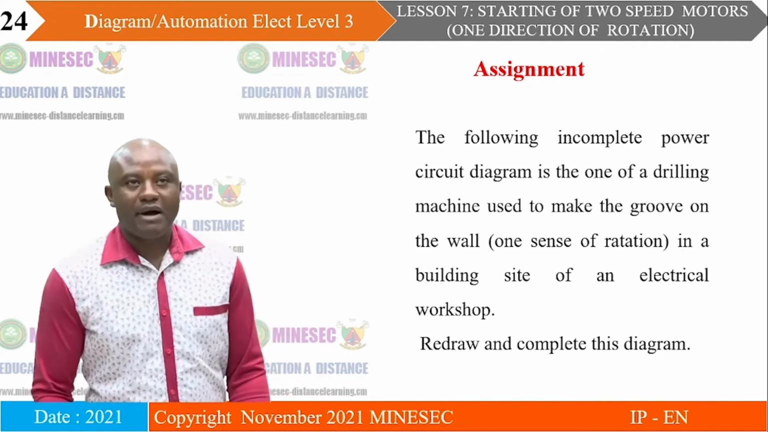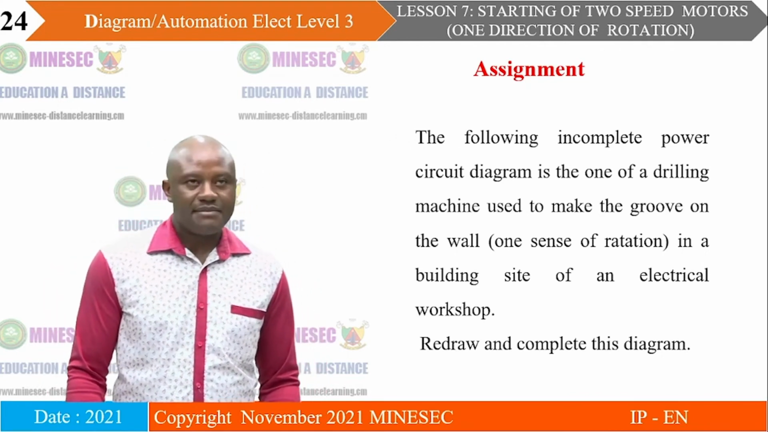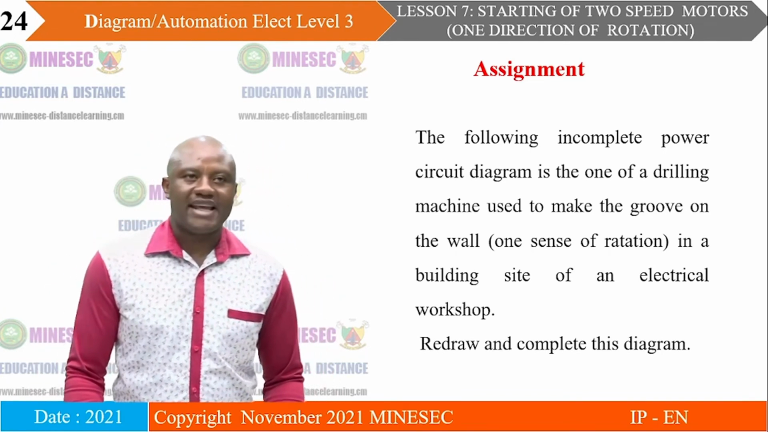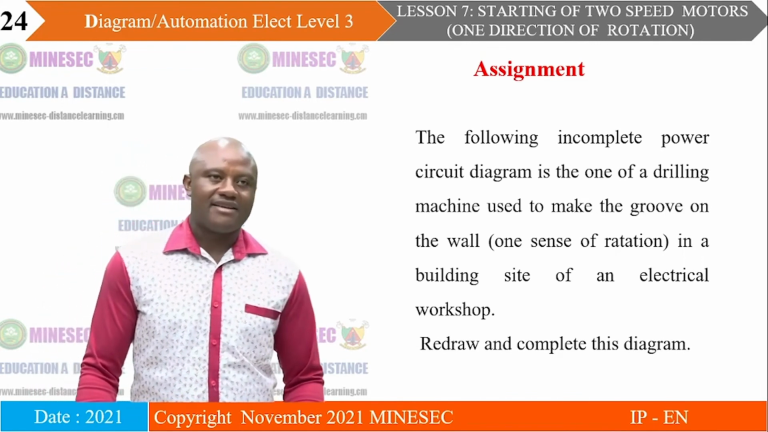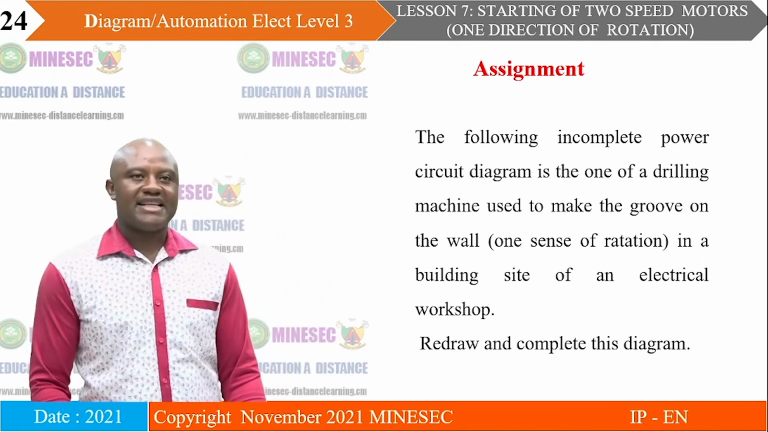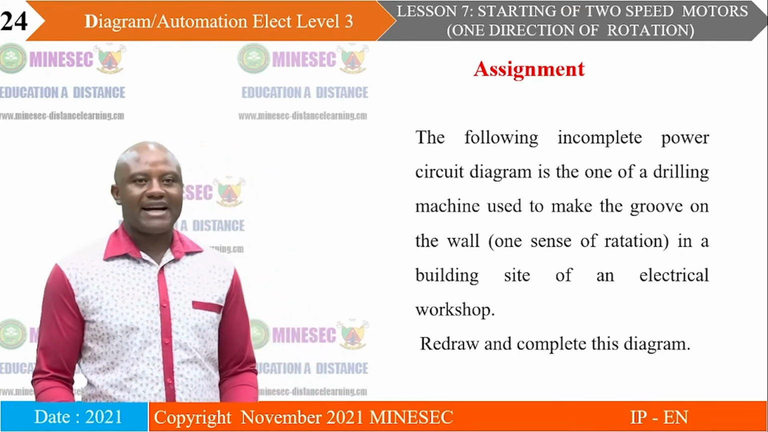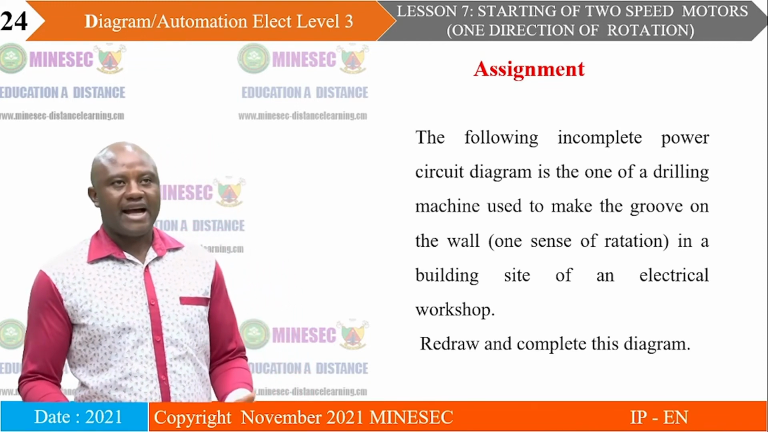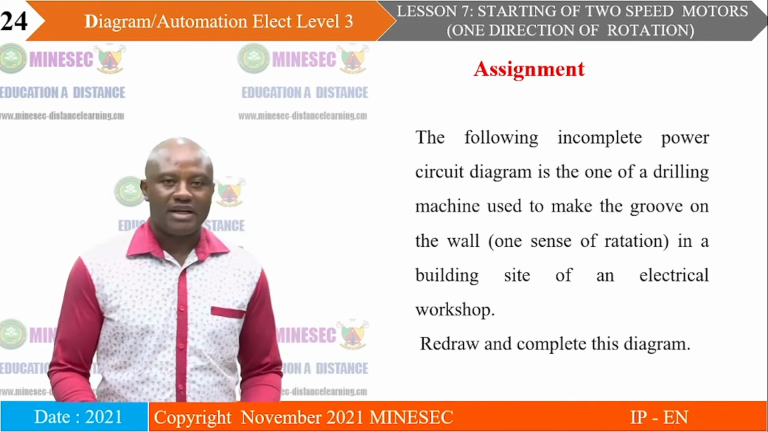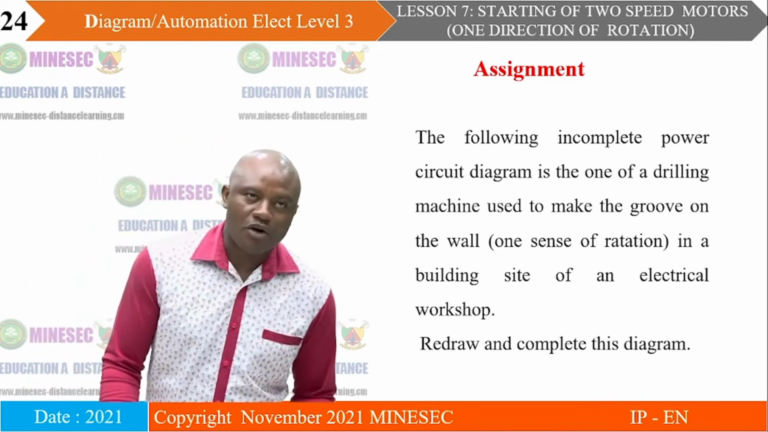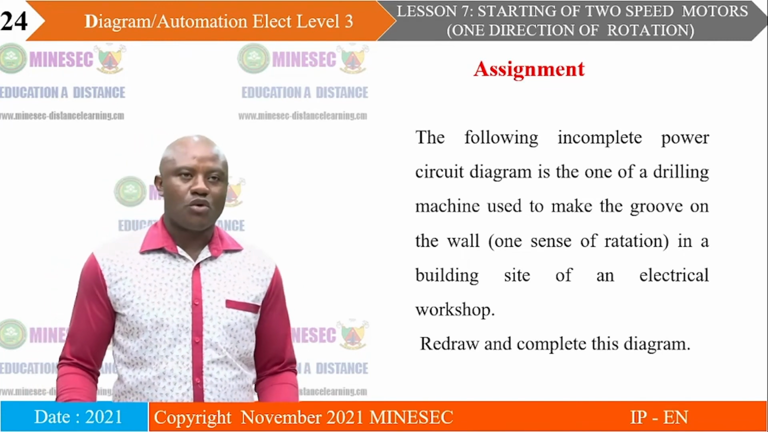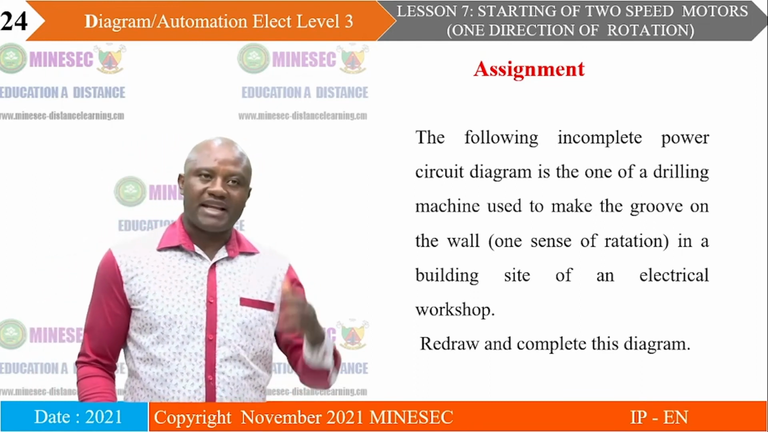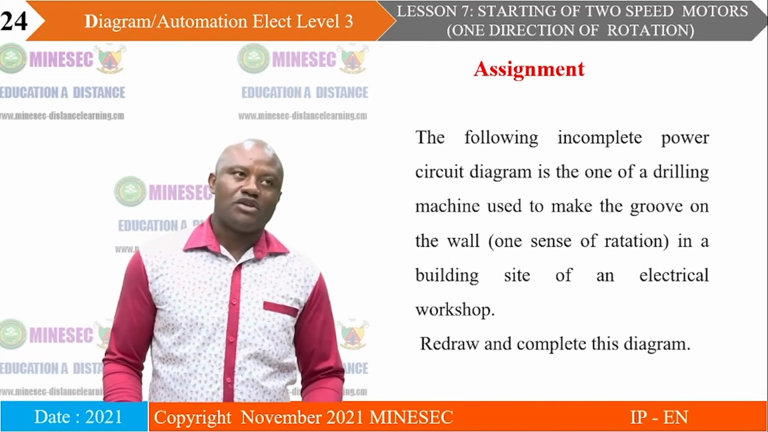The assignment is like this. The following incomplete power circuit diagram is that of a drilling machine used to make grooves in walls, with one sense of rotation, on a building site of an electrical structure. Redraw and complete this diagram. We have done the power diagram of this. Now we have the control diagram for us to complete at home, so that at the end we should be able to solve any type of problem concerning the two-speed motor. So we should redraw the control circuit diagram of this particular one, this incomplete diagram, and next time we are going to do the correction.